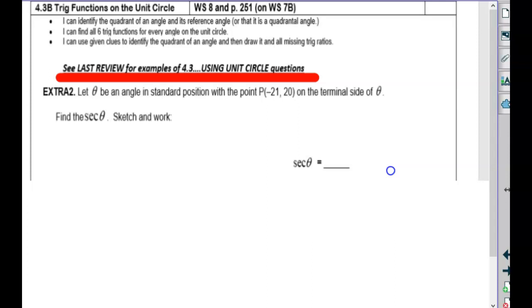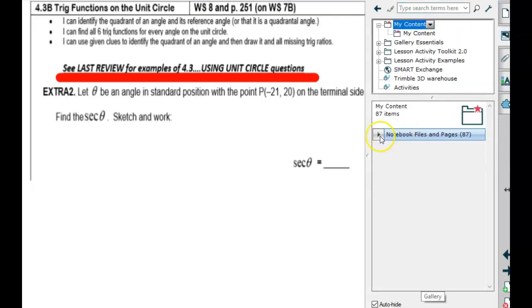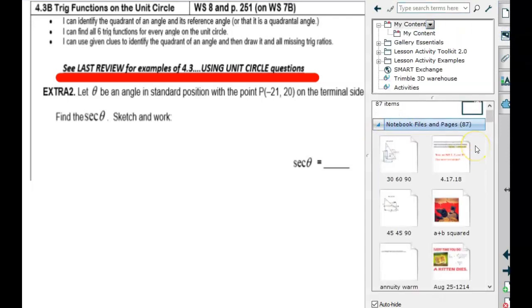4.3 is also a review section. The two examples I put on here are not using unit circles. Yesterday in the other classes, I did some practice. I don't think I did on 4.3. Do you want me to talk about the more 4.3 worksheet I have for you, or do you want me to just pull up some examples? Or you don't want this at all?